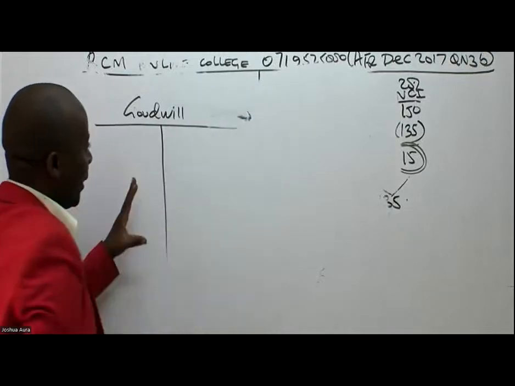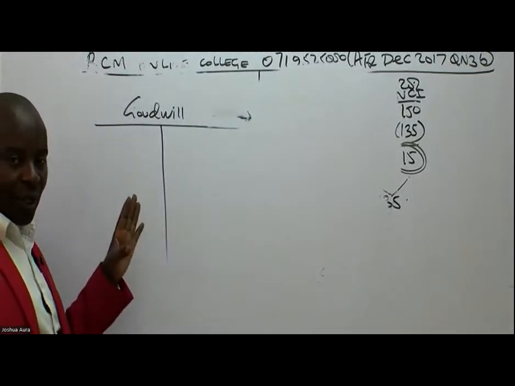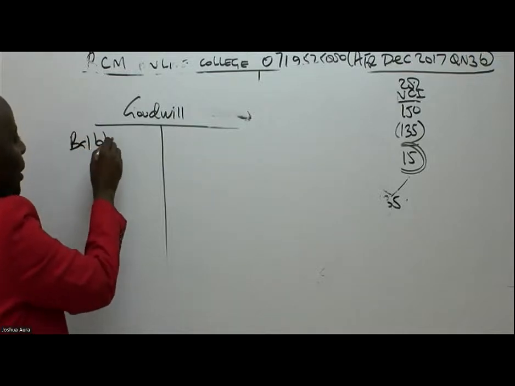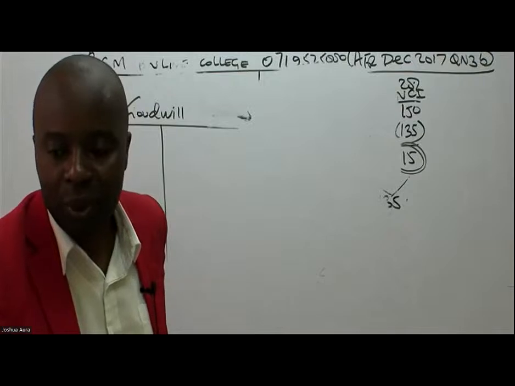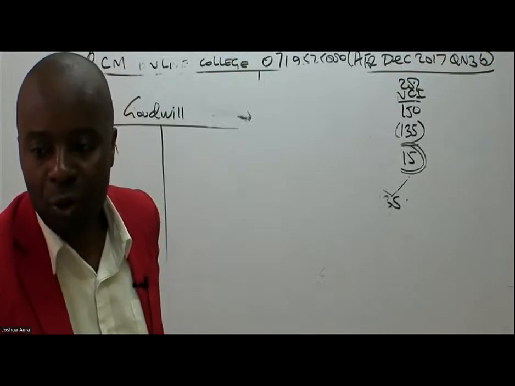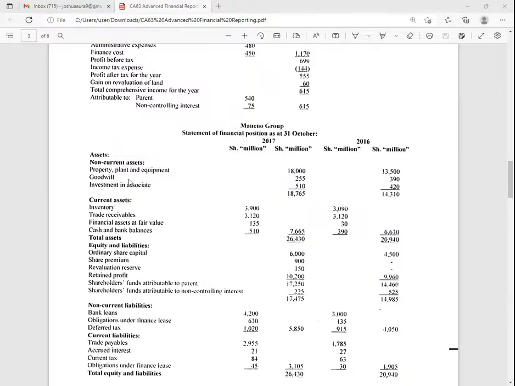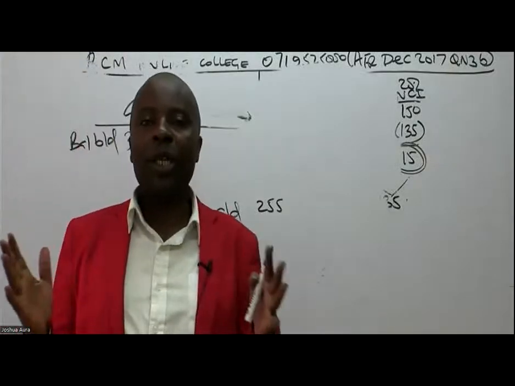Look at it, goodwill as an asset first, right? So balance brought down is an asset. Balance brought down for goodwill, from what I'm able to see, is 390. So I have 390 here, and then I have balance carried down for the end of the current year, which is 255. And remember that this goodwill account had some changes in the year.